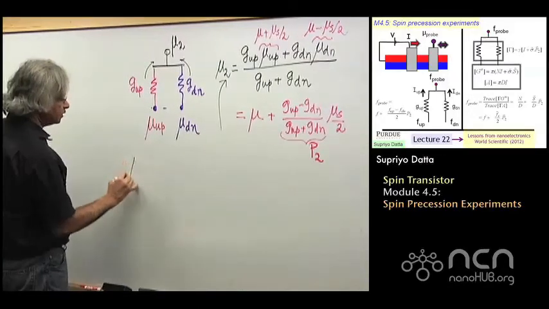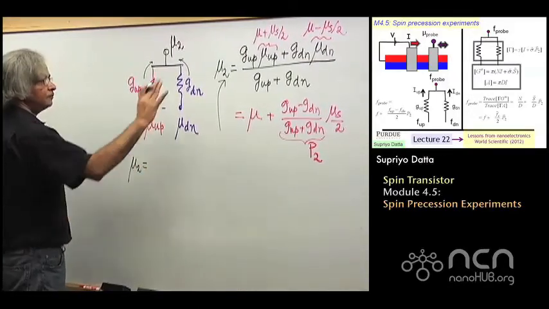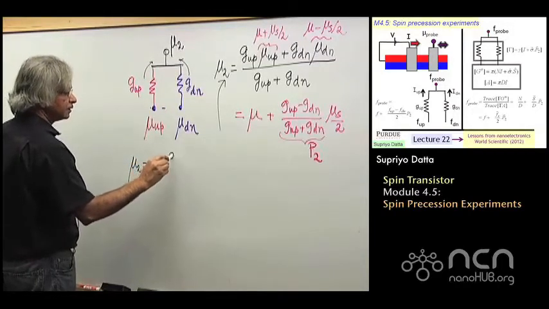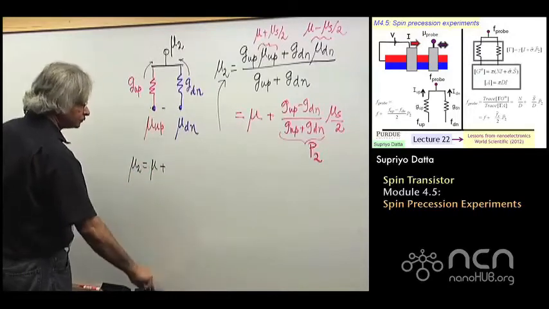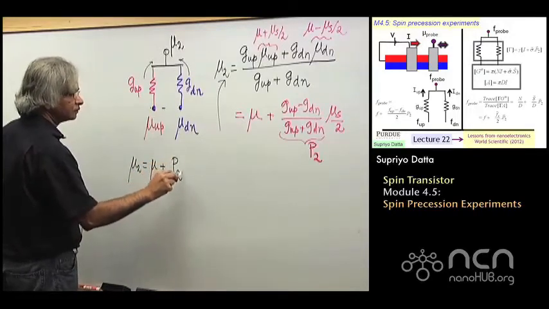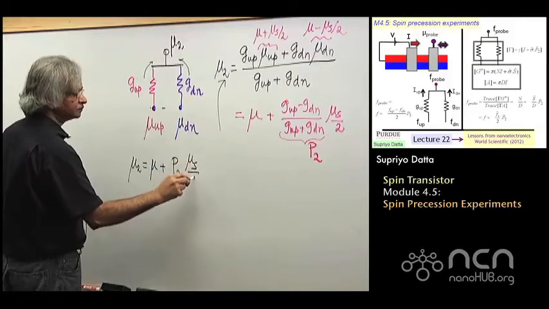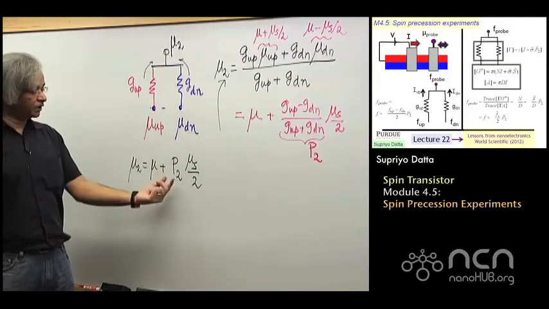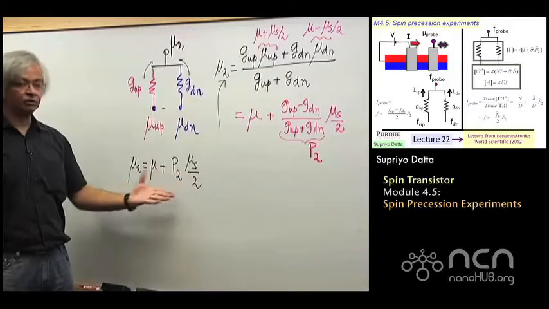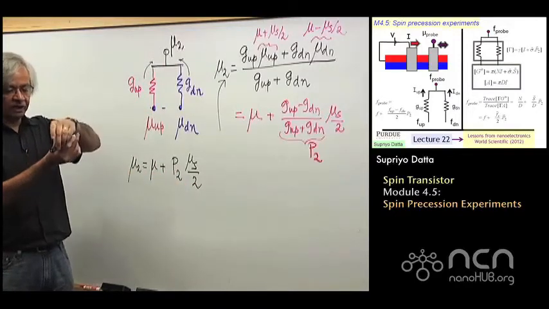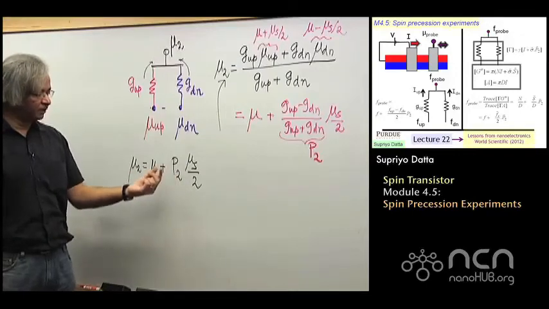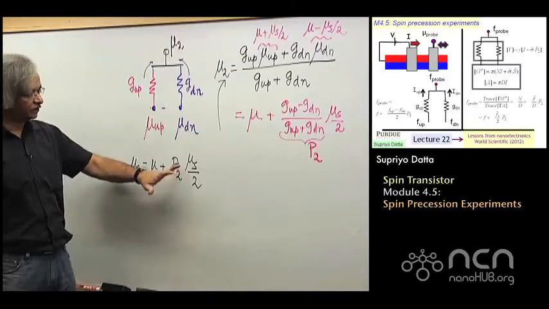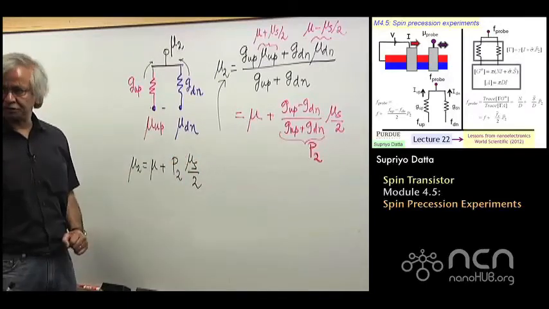So that basic result, let me write here. And that is that mu2 is equal to mu plus P2 times mu s over 2. That's it. So for a probe with a given polarization P2, this is what you'd measure. If you turn the polarization around, P2 would become minus P2, and then you'd get mu minus this. And if you looked at the difference, you'd get the spin potential.